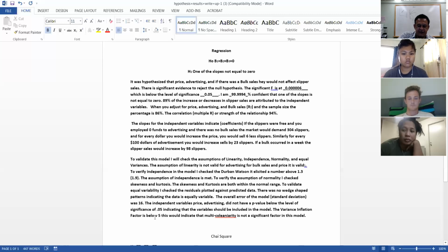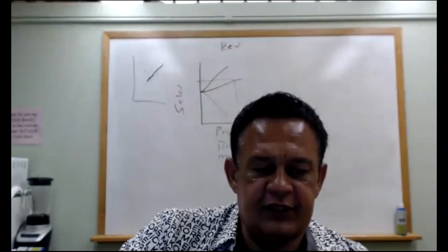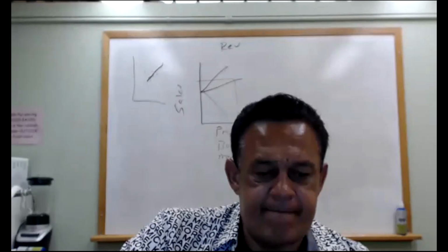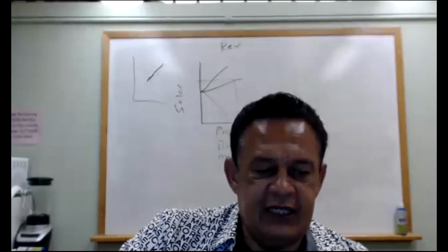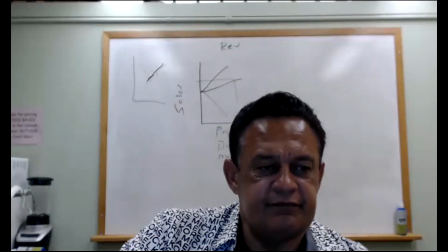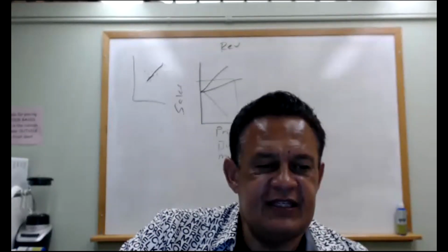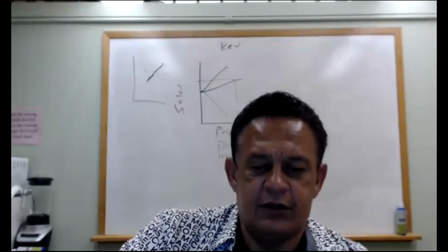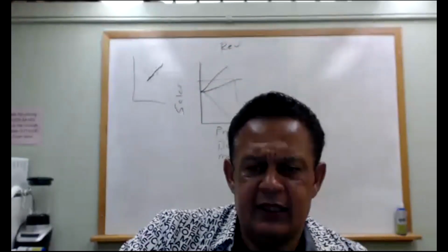The variance inflation factors were below 5, indicating that multicollinearity was not a significant factor in the model. Let's go back to that and check out our multicollinearity. So with our multicollinearity, we're looking at our variance inflation factors. Bulk orders and all the rest. We see that VIF. Do you guys see that?